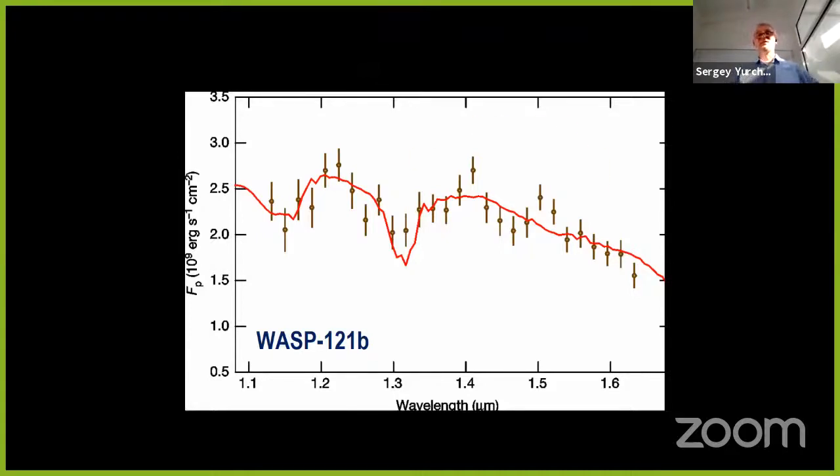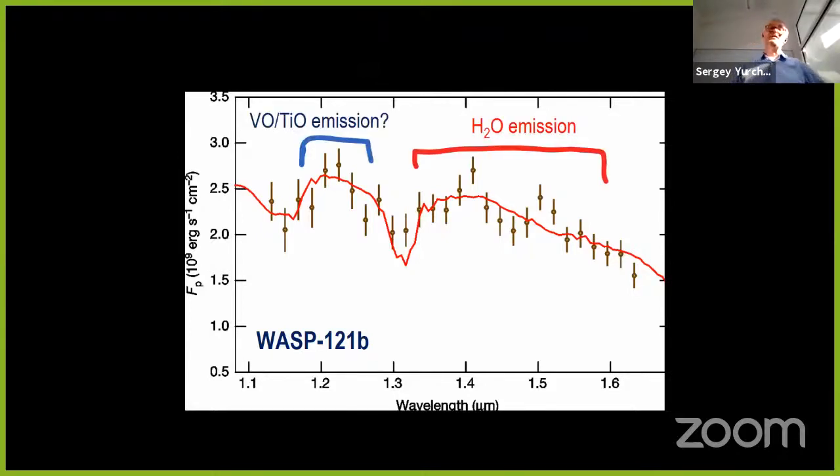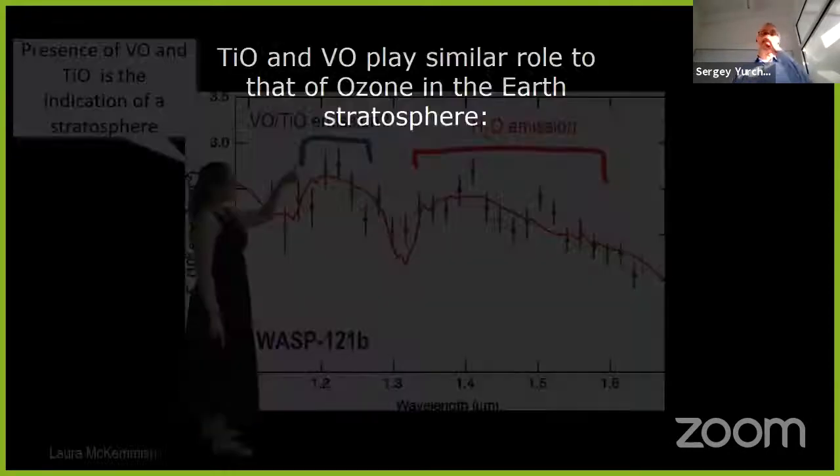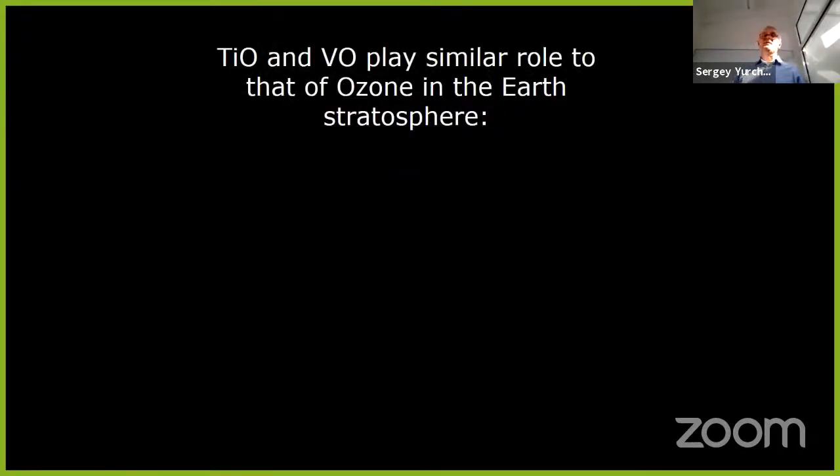So this part again, this is water. But this is argued to be TiO and VO emission. And the lower image produced with our line lists for VO and TiO shows their contribution to the atmospheric absorption and emission.